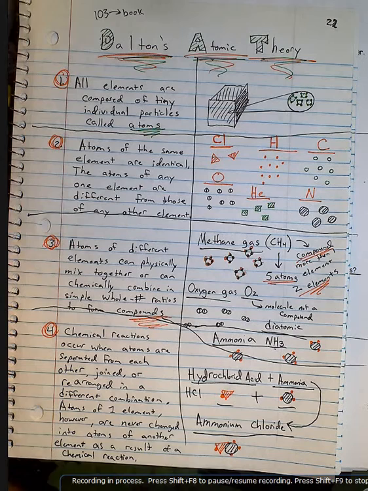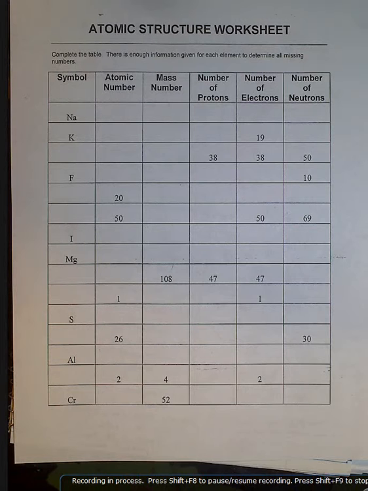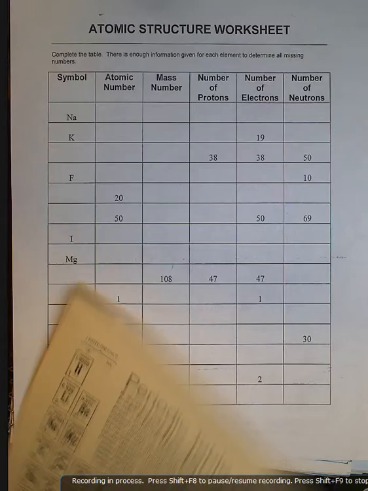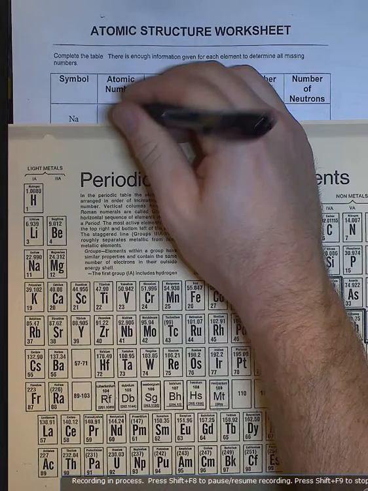Okay, we're going to do atomic structure. Make sure this is all set. So let's do the first one. First one is our atomic number. We're looking up Na. So on our periodic table, we're looking for sodium, which is right here. Our atomic number, which we talked about yesterday, is 11. And the atomic number stands for your number of protons.